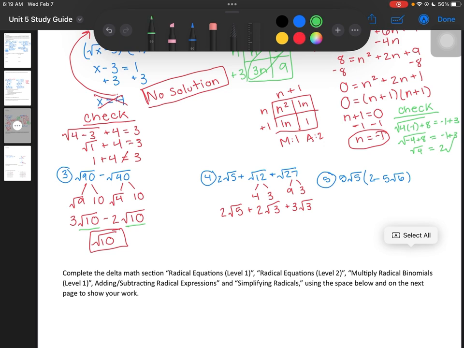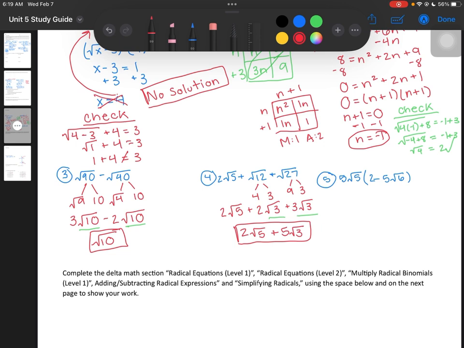So when we look for like terms, these last two are like terms. So the 2 square root 5 would stay the same. And then 2 plus 3 would give us 5 square root 3. It's okay to leave them as two separate radicals because we cannot combine them unless the radicands are the same.